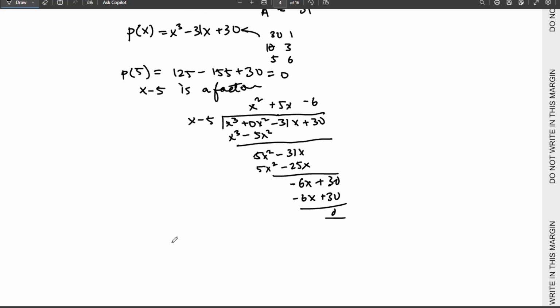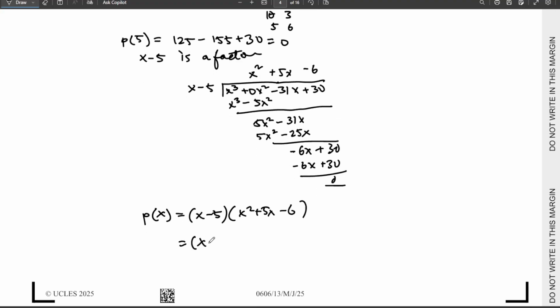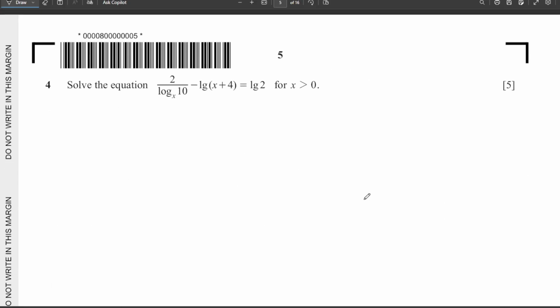Okay, so after your long division, you found out the quadratic factor is x squared plus 5x minus 6. So now we want to factorize this quadratic again. After factorization we get our three linear factors, and that will be the P(x) solved. Question 4. Solve this log equation for x greater than 0.